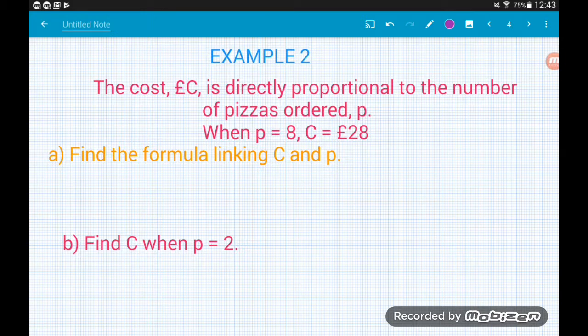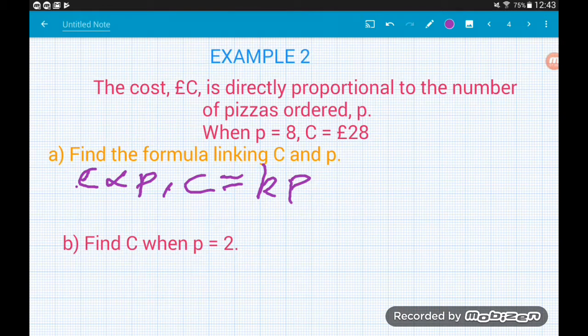So this is a very real life one, quite an easy one to picture. The more pizzas you buy, the more money it's going to cost you. So our first mission here then is to turn this sentence, the cost £C is directly proportional to the number of pizzas ordered, P, into maths. So what we can get out of that is that C is directly proportional to P, the number of pizzas ordered. As an equation, we can write cost is equal to k times the number of pizzas.